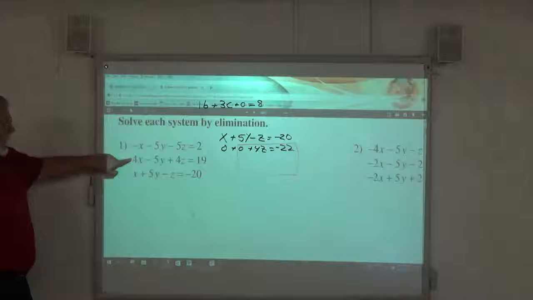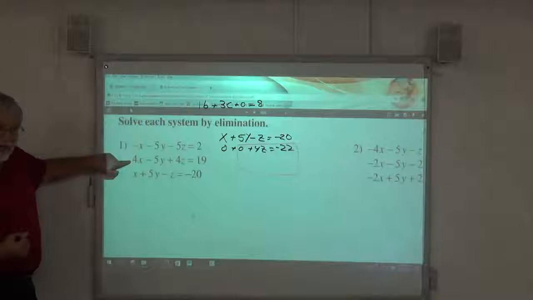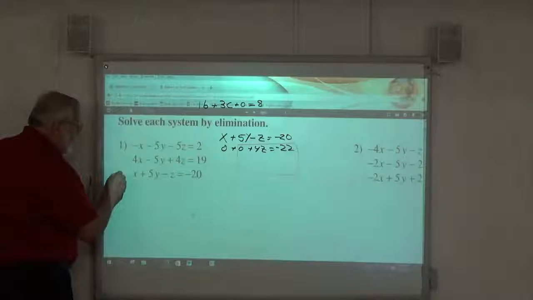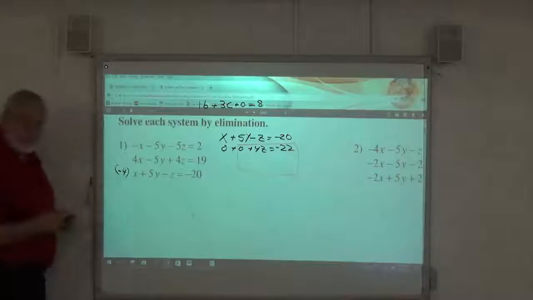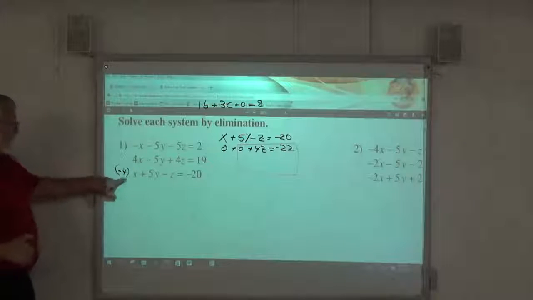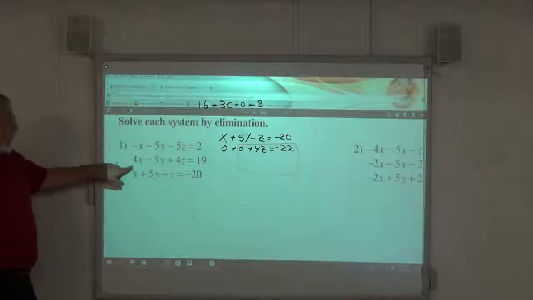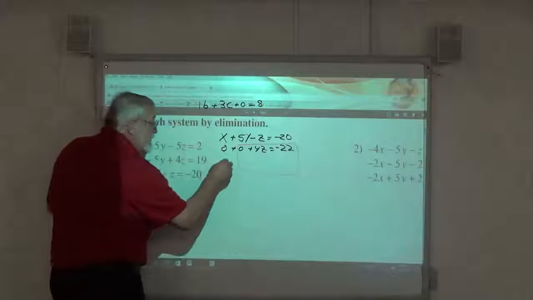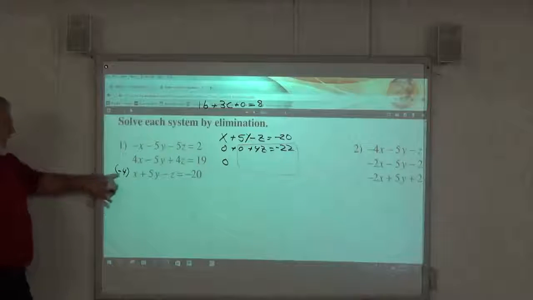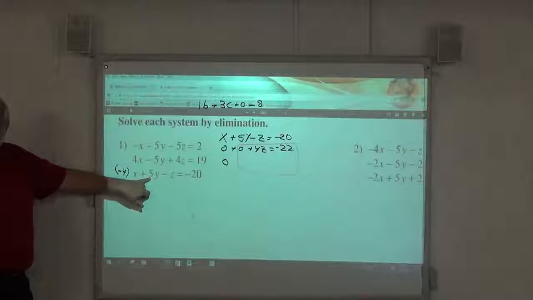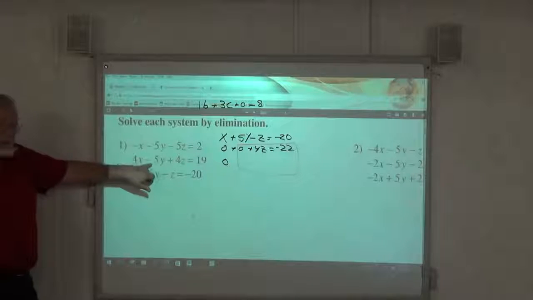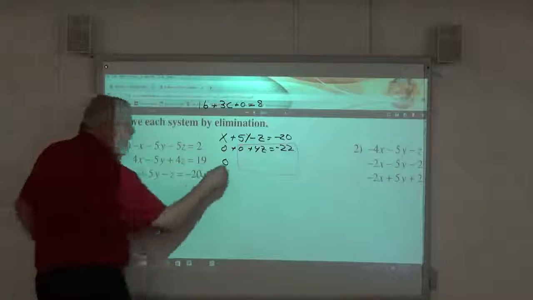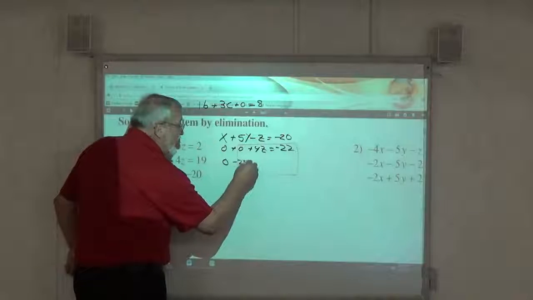Here I have a 1 and here I have a 4. So I need to add negative 4x to this second equation in order to make a 0. So I'm going to multiply this whole thing by negative 4. Now, what's negative 4 times x? Negative 4x plus 4x is 0. Yay! Negative 4 times 5 is negative 20, plus negative 5 is negative 25y.